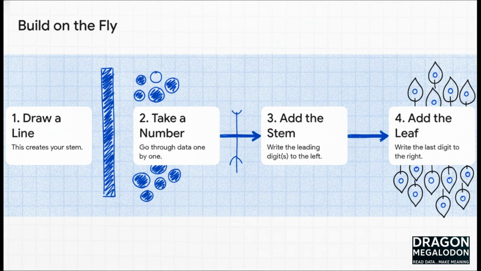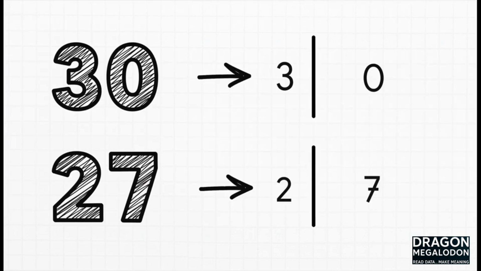You just draw a vertical line, take your first number, put the stem on the left and the leaf on the right. Then you do it again for the next number and the next. There's no pre-calculation, you don't have to define any classes. You just build it as you go. Let's just walk through a few.